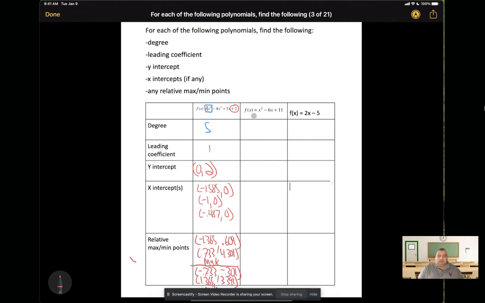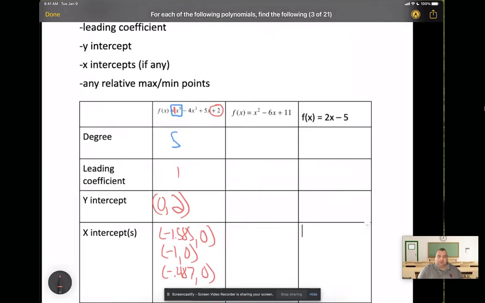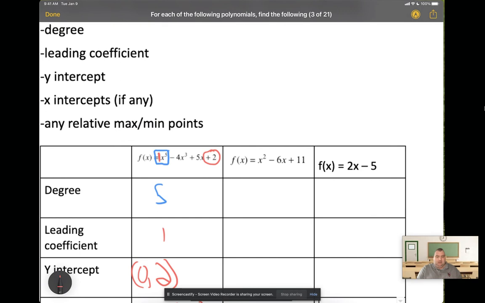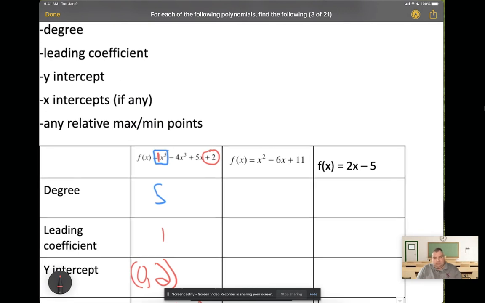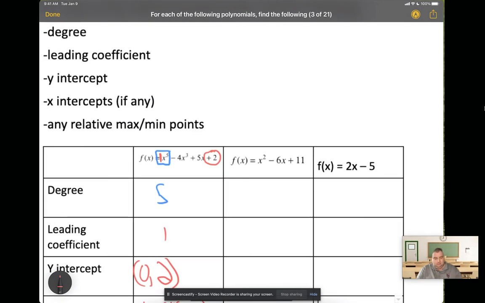Now I'm going to do the same thing, but now I'm going to use this one right here. So my degree, again, what is my largest exponent? So that is my largest exponent. So the degree of this polynomial is 2. Okay, the leading coefficient, that's the coefficient of the term with the largest exponent. So this is going to be 1x squared. So this also has a leading coefficient of 1.